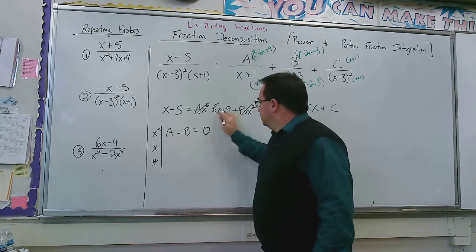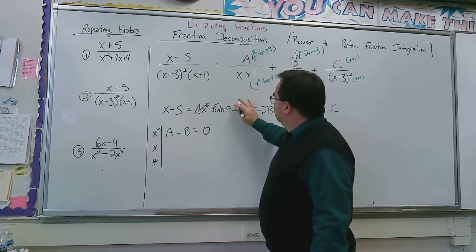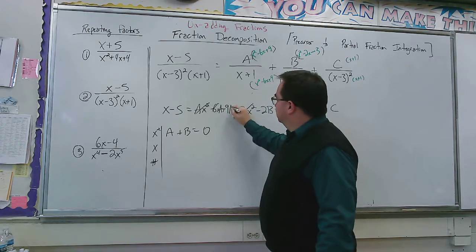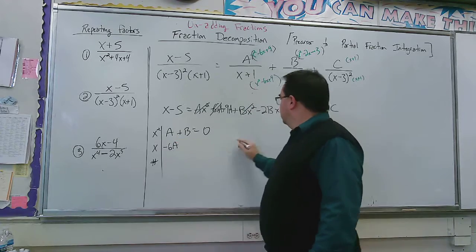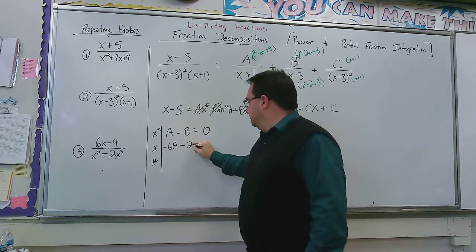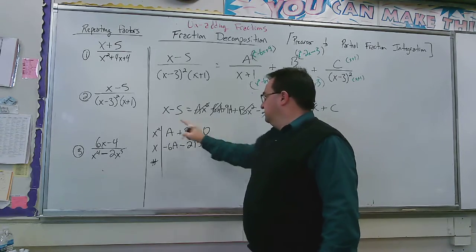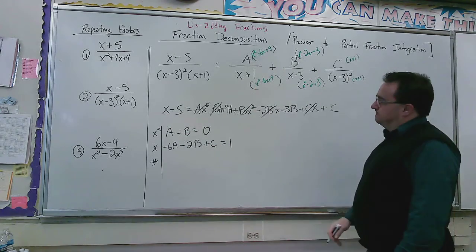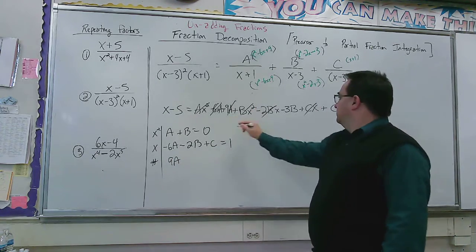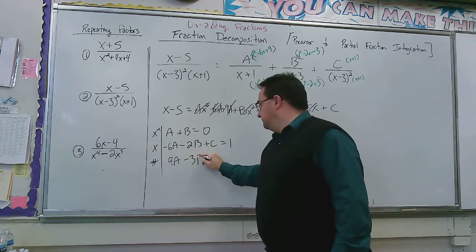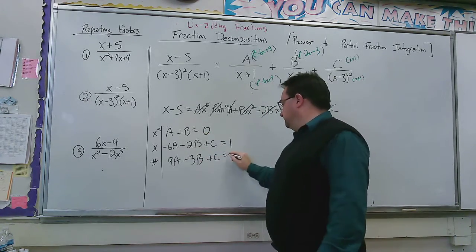Linears minus, this should be 6xa, sorry about that, plus 9a. So minus 6a minus 2b plus c equals 1. And we have 9a minus 3b plus c equals minus 5.